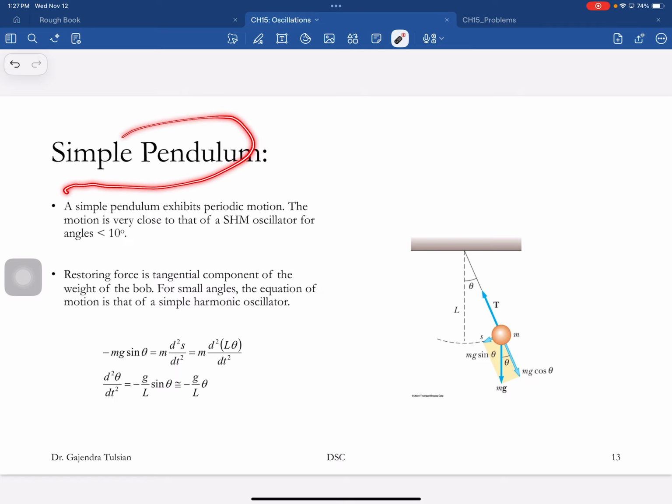Here's what is called a simple pendulum. A simple pendulum is a small heavy mass attached by a light string. If you disturb it like that, there's the weight of the mass and there's the tension. This component of the weight is balancing the tension. Right now the tension is smaller than the weight. This component of the weight is restoring the system to the equilibrium position.